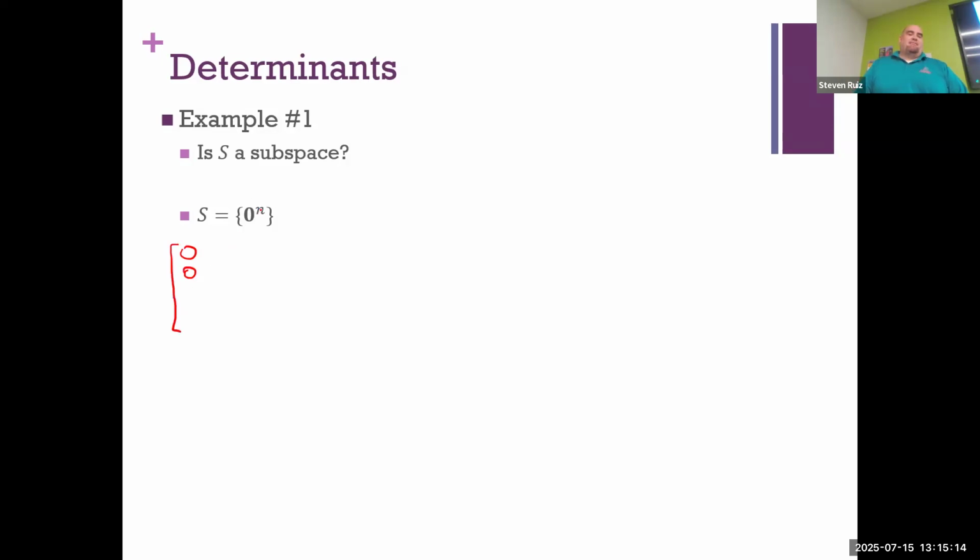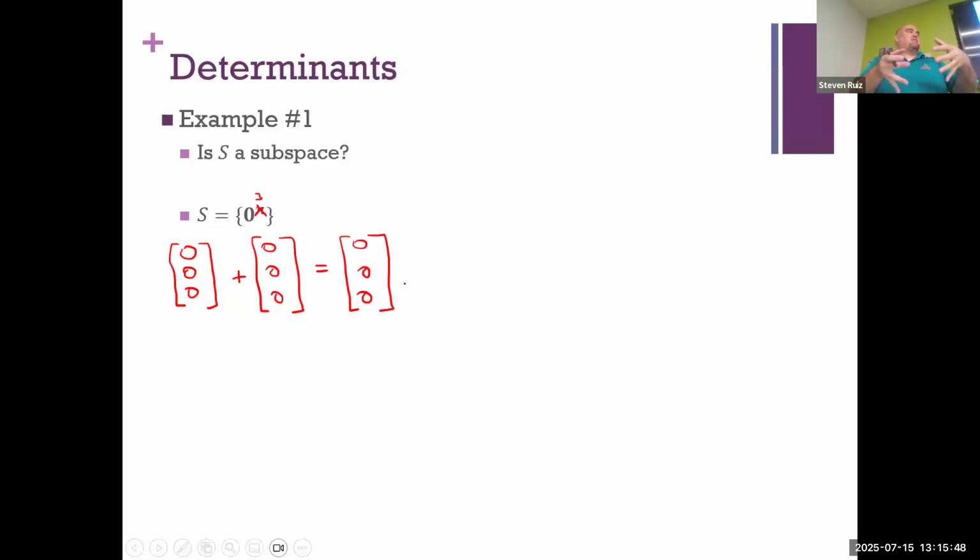Let me do this. Let's cross off n here. Let's say that it's 3, just so it's easier to think about. The only vector that lives in here is this. So if I want to add things together, the only choice I have is to add it to itself, right? If I add it to itself, what do I get? 0, 0, 0. So is this closed under addition? Is there any way for me to add the things that are in this to each other and get something that's not already in there? I'm only going to get the 0 vector back.